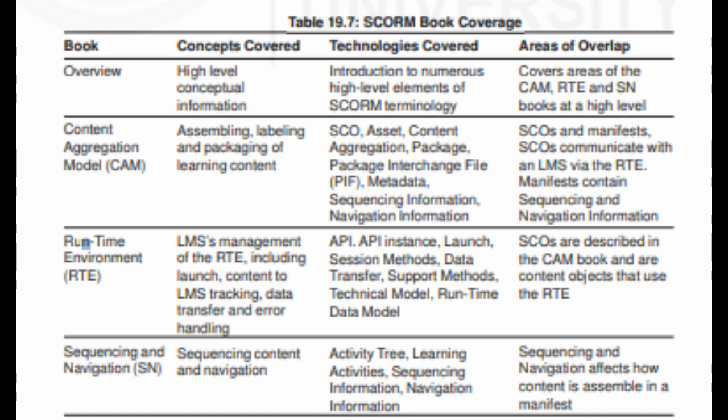SCORM is a collection, integration, and harmonization of specifications and standards that have been bundled into a collection of technical books. These technical books are presently grouped under three main topics: the Content Aggregation Model, CAM, the Runtime Environment, RTE, and Sequencing and Navigation, SN. Table 19.7 gives a summary of these books. Table 19.7, SCORM book coverage.